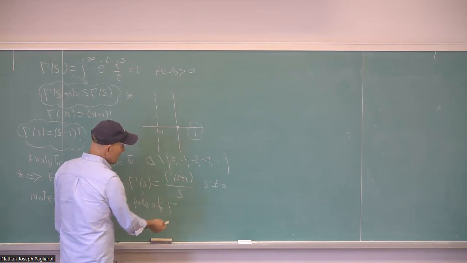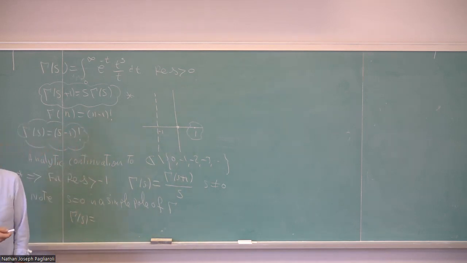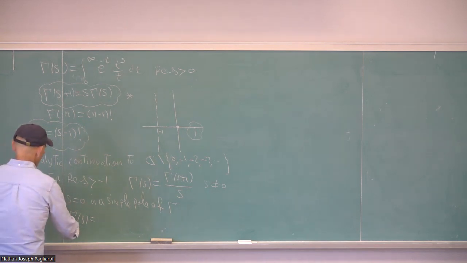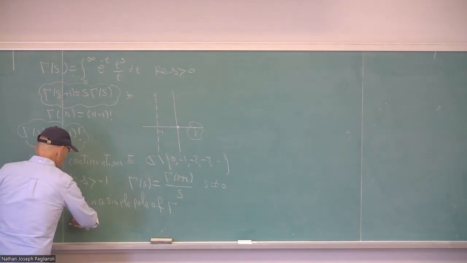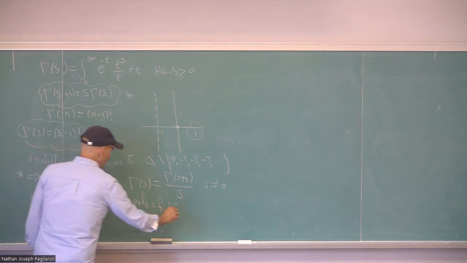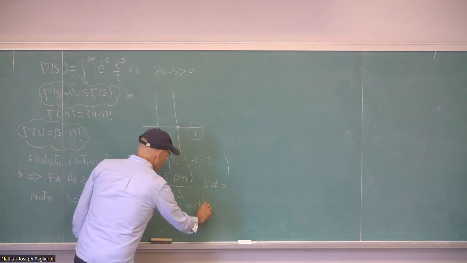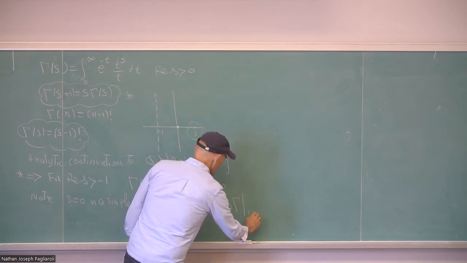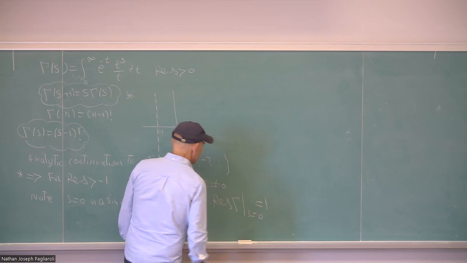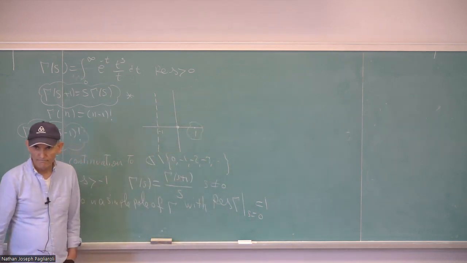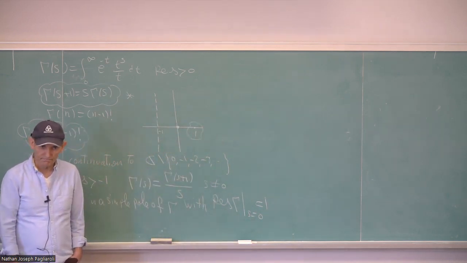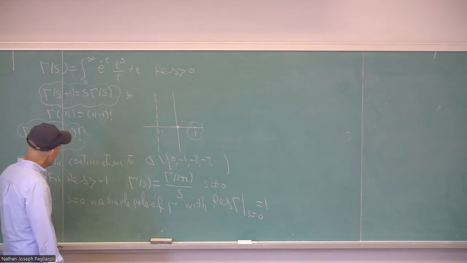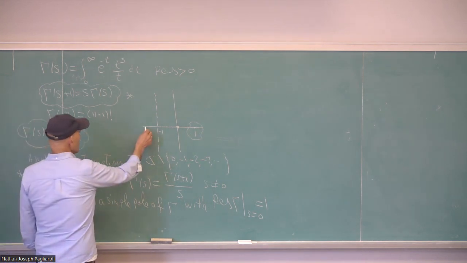So it means that this point s equal to 0 is a simple pole with residue 1, right? So let me write it, with residue of gamma at s equal to 0 equal to 1. So far we are okay? Okay. Then we can continue the process.